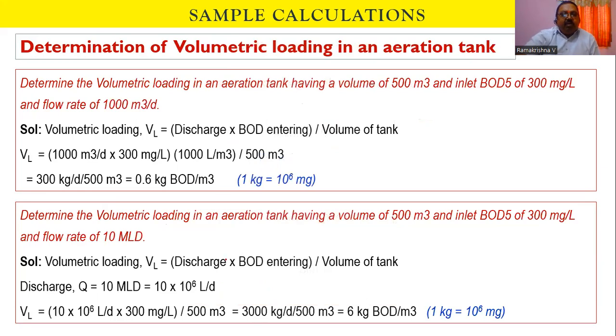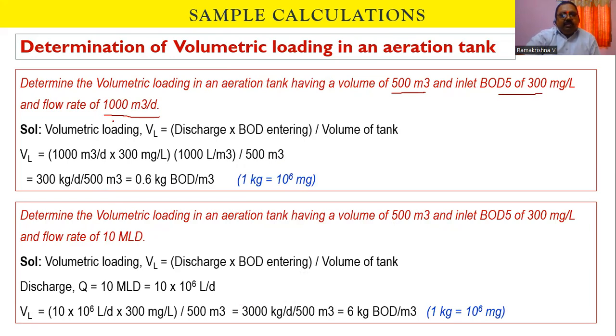Determination of volumetric loading in an aeration tank. Volumetric loading is nothing but how much BOD load is entering per unit volume of the tank. So volumetric loading is equal to discharge into BOD entering divided by volume of the tank. What is the problem given here? Aeration tank having a volume of 500 meter cube, inlet BOD of 300 milligrams per liter and a flow rate of 1000 meter cube per day.